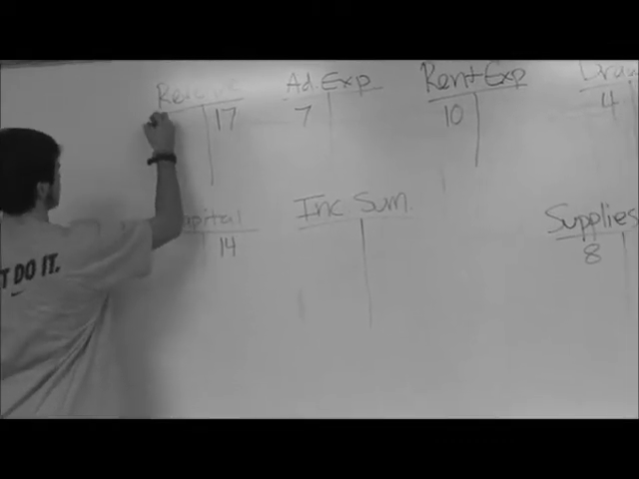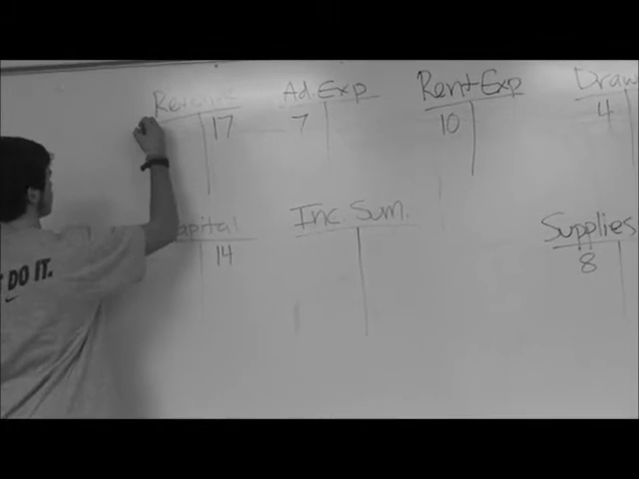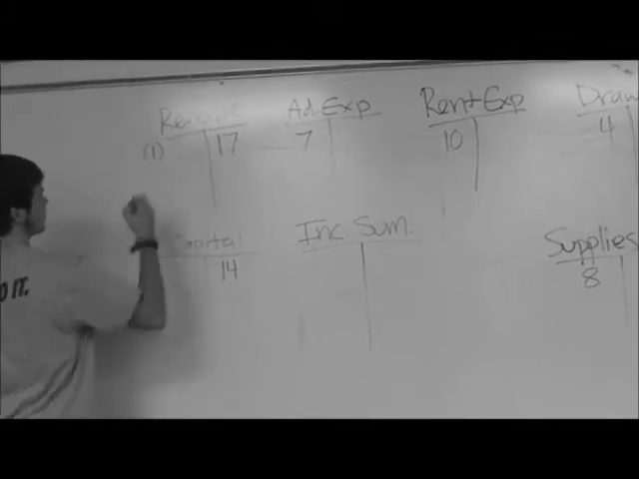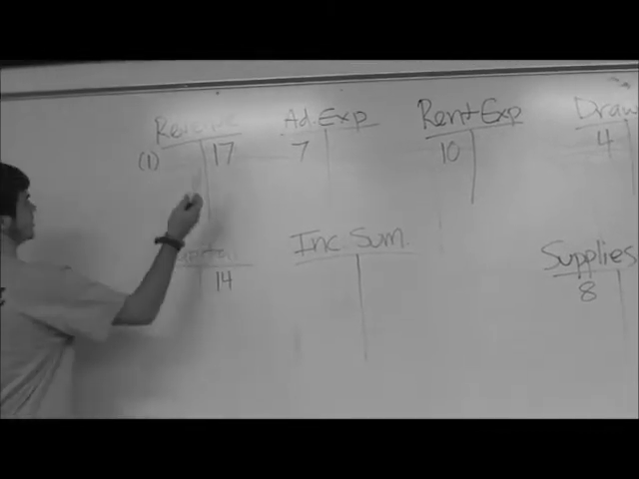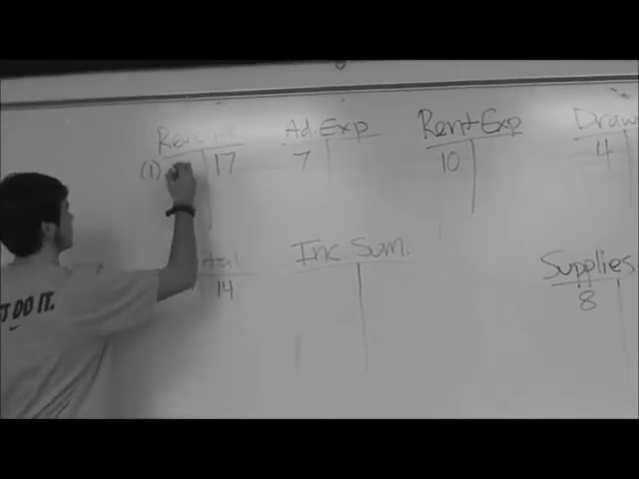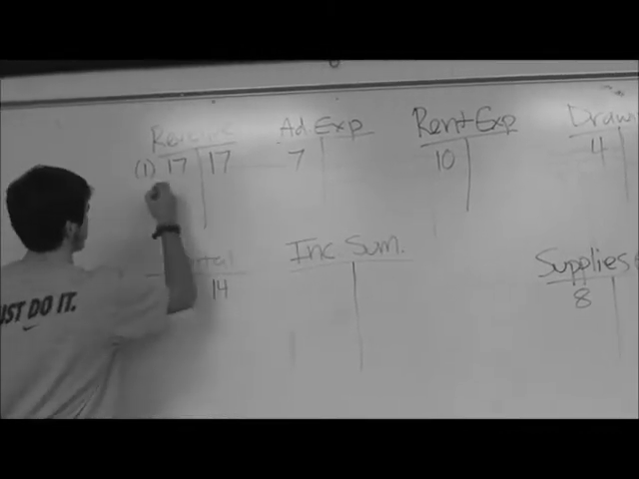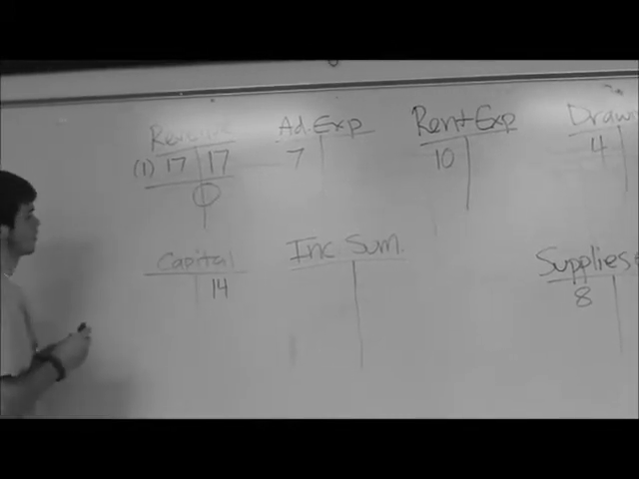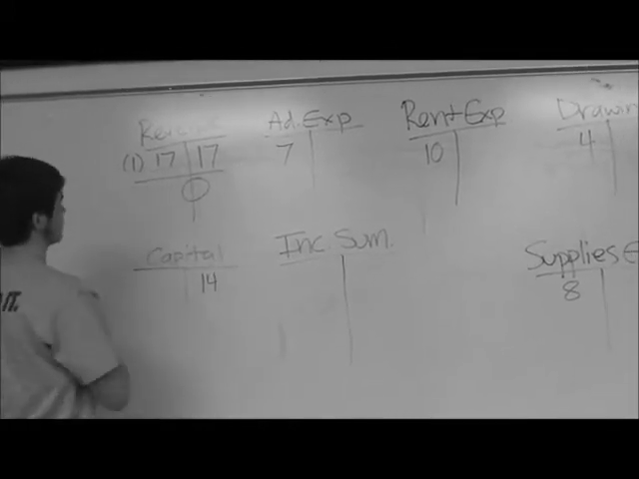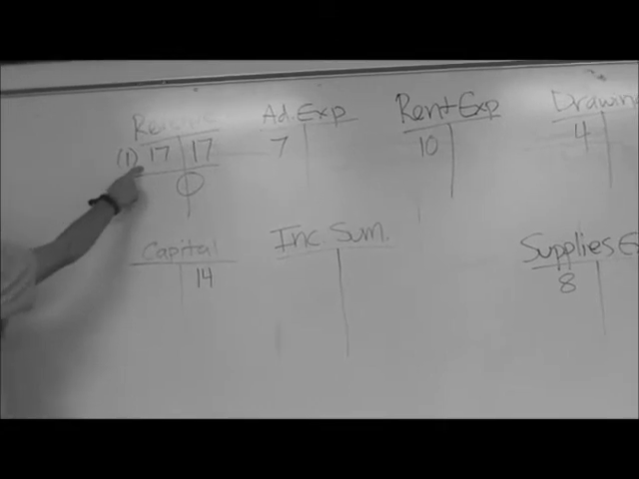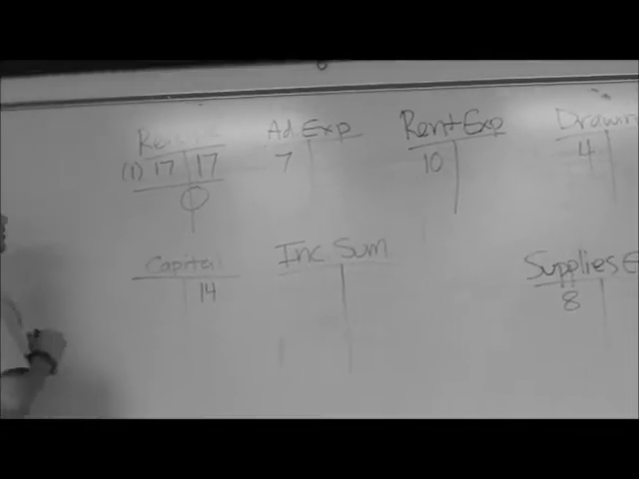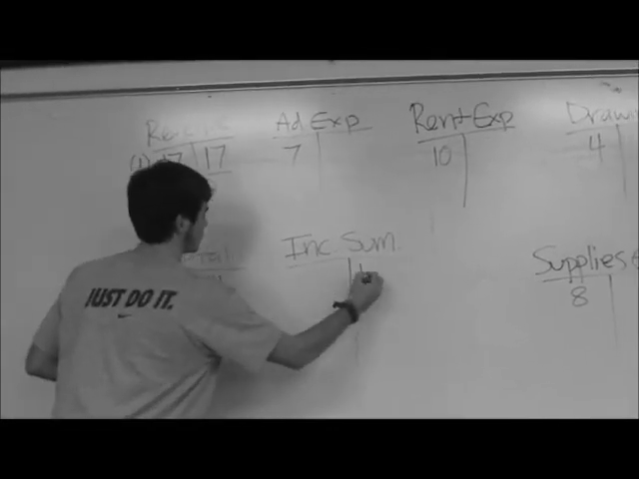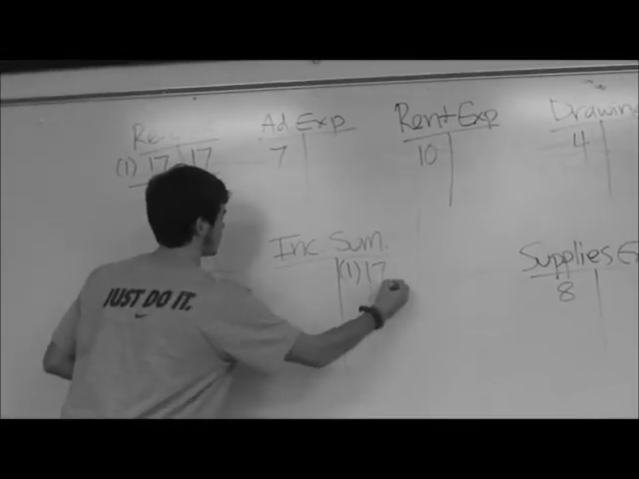Since it's our first closing entry, put a 1 in parentheses. And then since we have 17 on the credit side over here, we're going to debit to close out this account. Debit 17 there, and that's closed out. Since we debited 17 over here, we have to put 17 into the credit side of the income summary. So we do that.